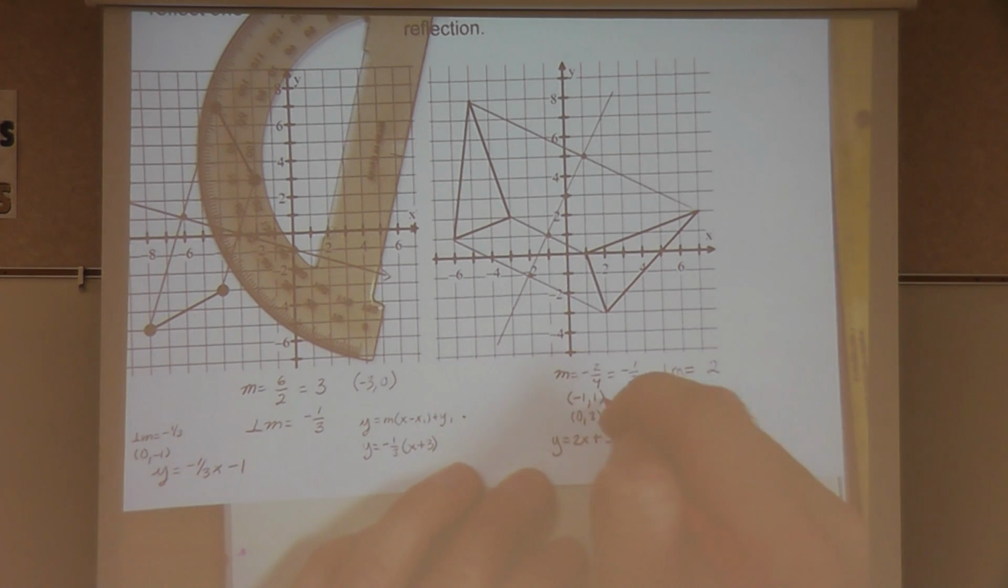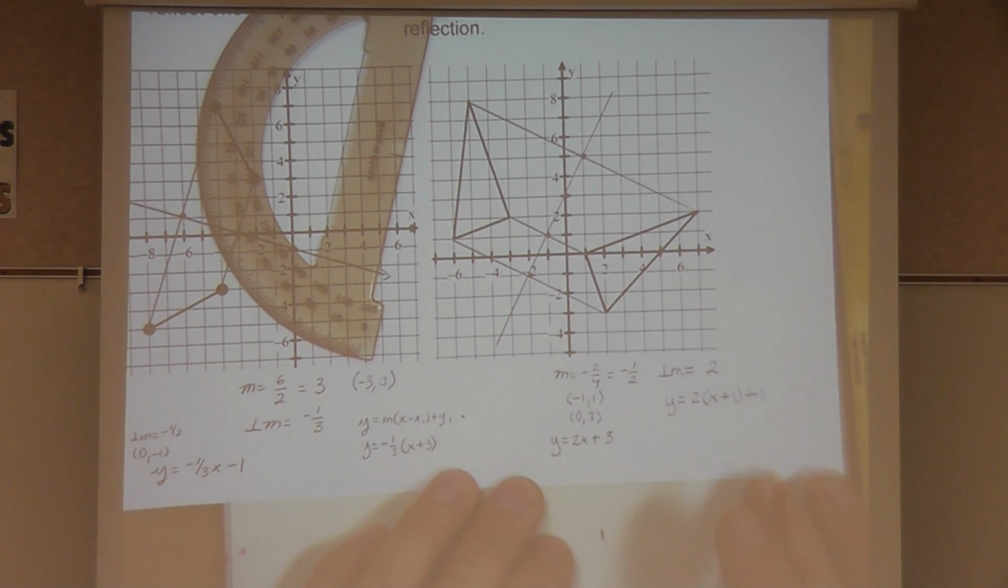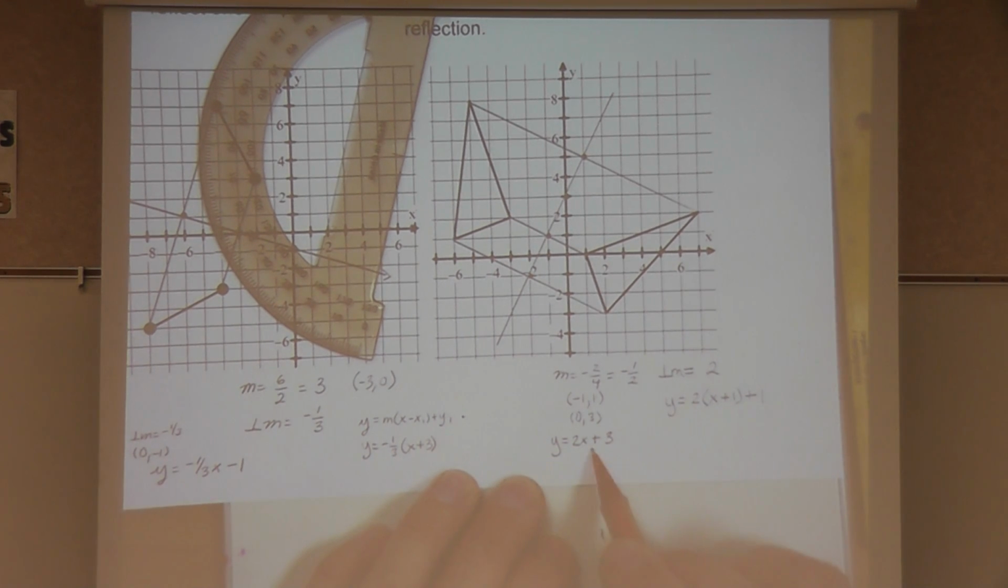Or I can use the point that was on the line of symmetry, that was not the y-intercept, put it in point-slope form, and I'll have this instead. Minus a negative 1 becomes plus 1, and then the other plus 1. Again, the equations may look different, but they're equivalent. If you distribute 2x plus 2, plus 1 more becomes y equals 2x plus 3.